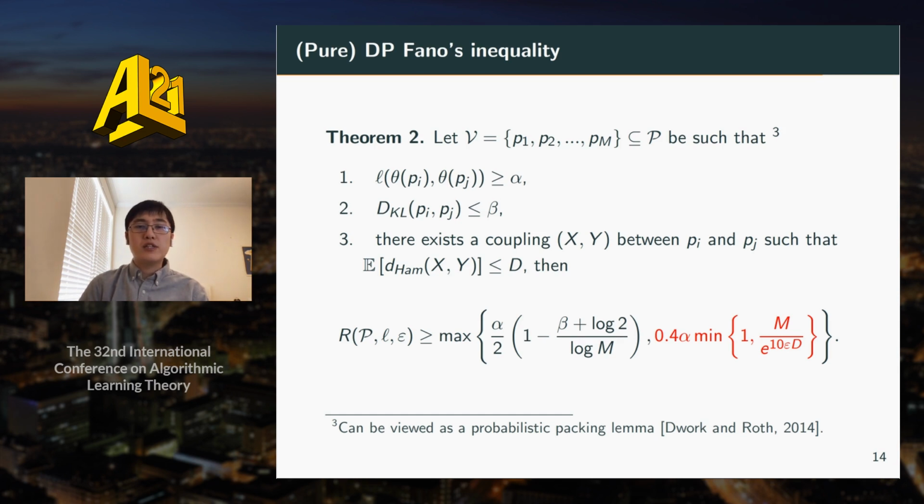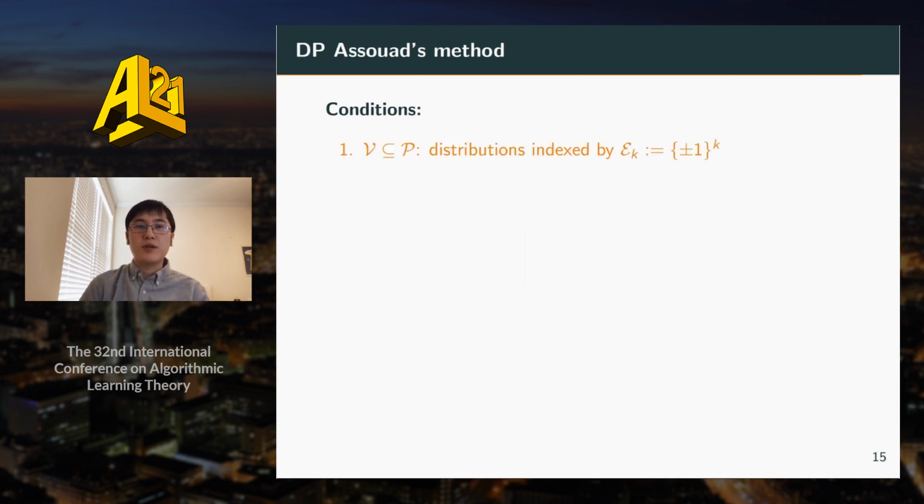However, the more interesting result is the second term, where we further assume there exists a coupling between Pi and Pj for each pair with a coupling distance d. It can be shown that it can be bounded by 0.4 alpha multiplied by the minimum of 1 and m divided by e raised to 10 epsilon d. This is the cost due to privacy. We also want to remark that the DP Fano inequality can be viewed as a probabilistic packing lemma, where we change the packing distance into the coupling distance. So it can only give us meaningful lower bounds when delta is small or even pure DP.